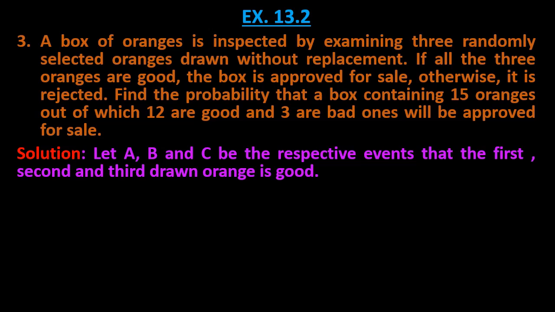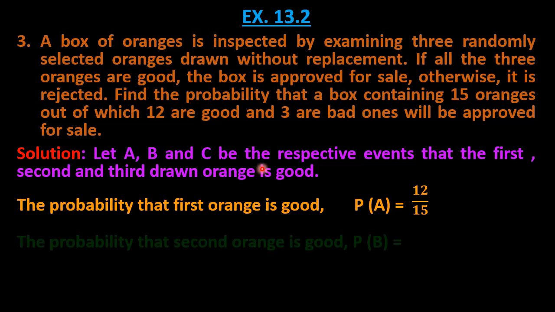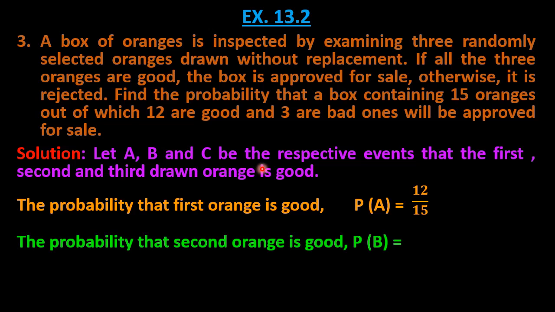So according to the question, there are altogether 15 oranges out of which 12 are good. Now let us think that the first orange that we draw from the box is good, and the probability of getting the first orange good is represented by P(A) and is 12 upon 15. According to the question, we are not allowed to replace the orange back to the box. So one orange we have already taken out. The remaining will be 14, out of which 11 are good now. Then the probability of getting the second orange good is represented by P(B), which equals 11 by 14.